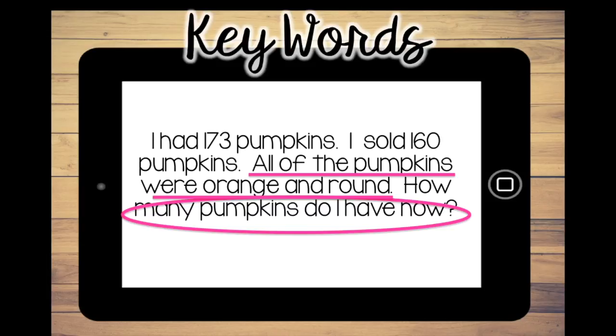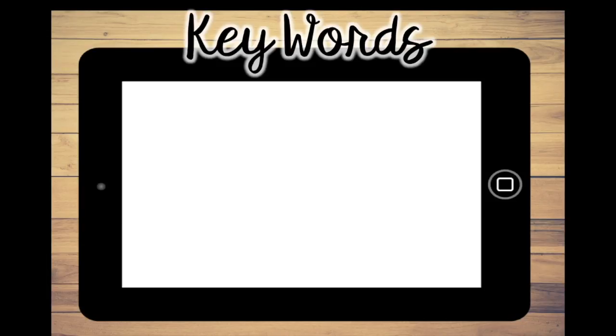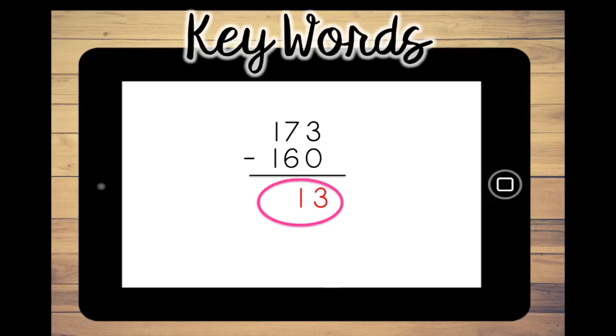Let's check your answer. We're going to subtract because I started with 173 pumpkins, but I sold 160. So we're subtracting that 160 from 173. We're always starting in the ones place. 3 take away 0 is 3. 7 take away 6 is 1. 1 take away 1 is 0. So we get 13 pumpkins. Nice work. Let's keep going.